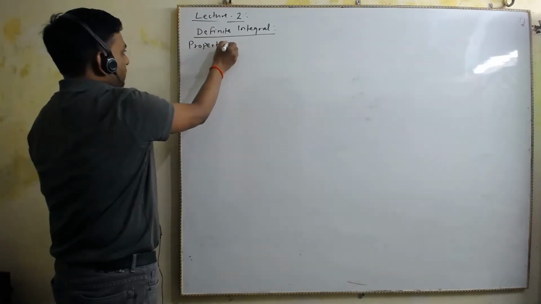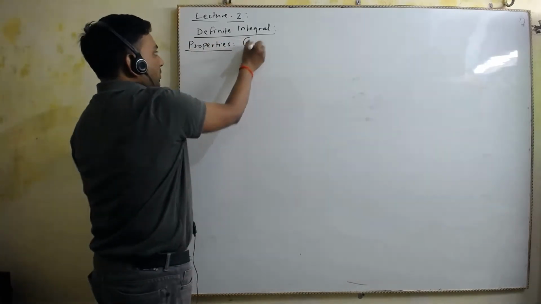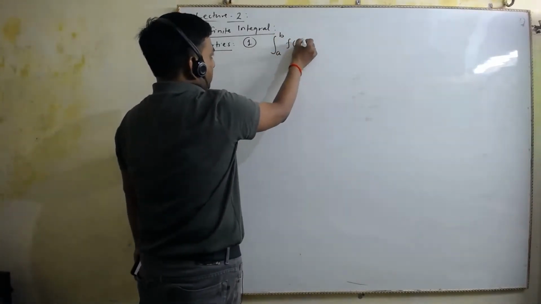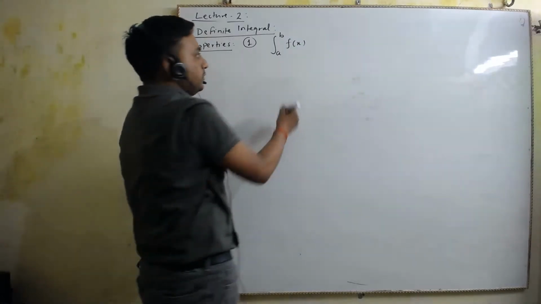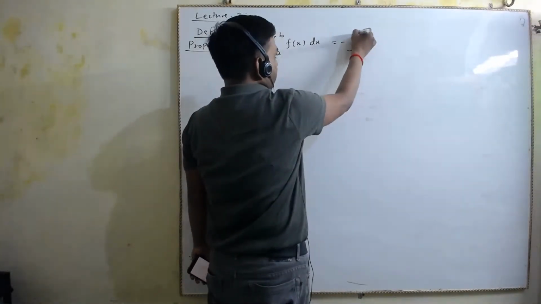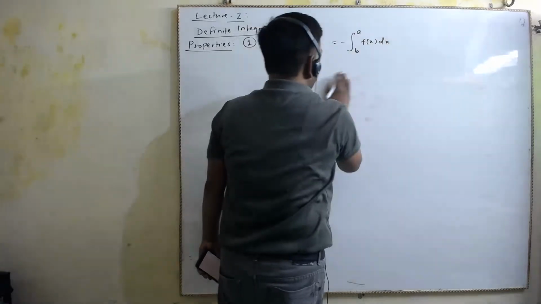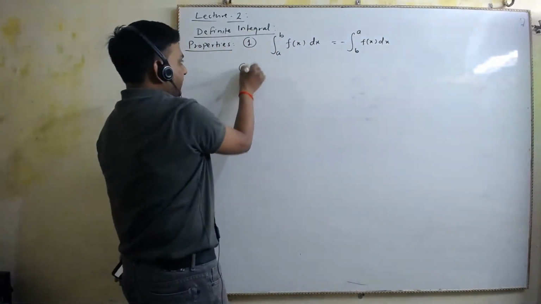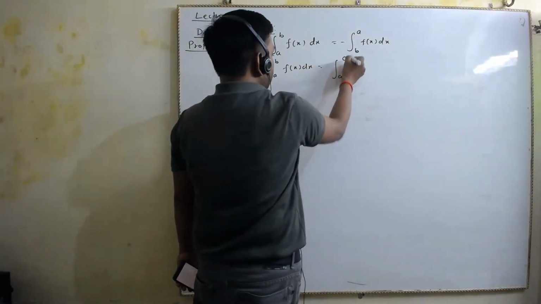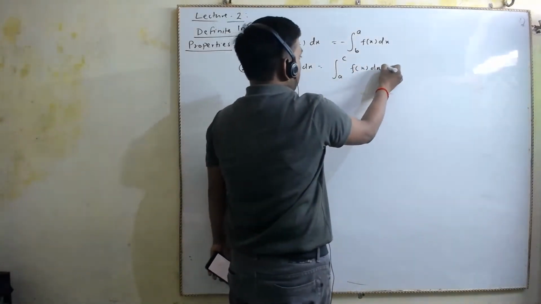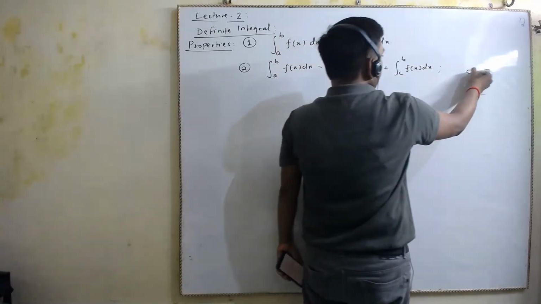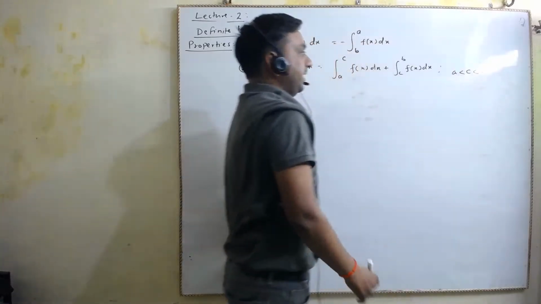Those are some basic properties. Based on that, we will try to solve some questions. If you talk about the properties of definite integrals, suppose that a and b are some finite numbers. Integral from a to b of f of x dx can be written as minus integral from b to a of f of x dx. The second property: integral from a to b of f of x dx can be written as integral from a to c of f of x dx plus integral from c to b of f of x dx, where c is a number between a and b.